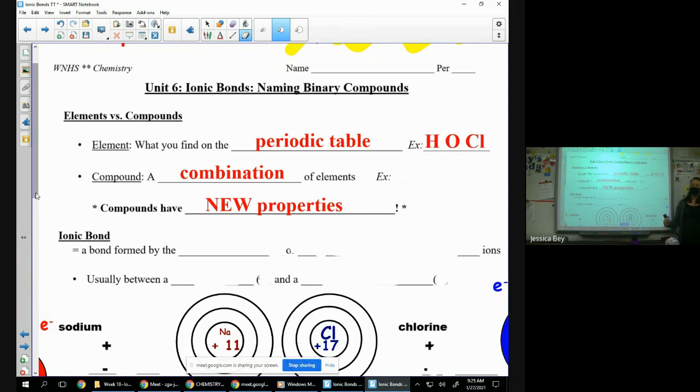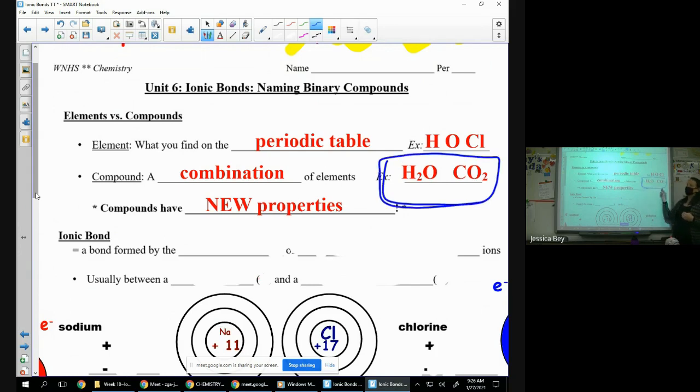Okay, so we hit this a few times in the matter unit. We hit it again on Monday, but just to remind you one more time, we were talking about elements that are coming together. Now they have a new set of properties. For instance, like water or carbon dioxide or salt. Okay, hydrogen's a gas, oxygen's a gas, but when they come together, now they're liquid at room temperature. Okay, so we're talking about compounds today. This is what we are talking about today.